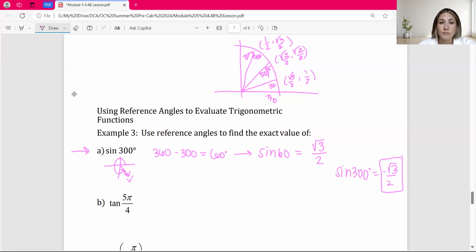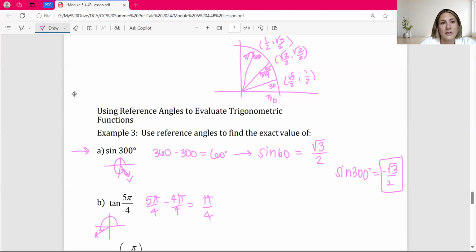Okay, these problems piece everything together, everything that we've been learning. Let's check out tangent 5 pi over 4. First thing we want to do, let's get a visual. Let's graph that. 5 pi over 4 is going to be in the third quadrant. That means my reference angle, we're going to do 5 pi over 4 minus 4 pi over 4. And I get my reference angle is pi over 4, which is good.